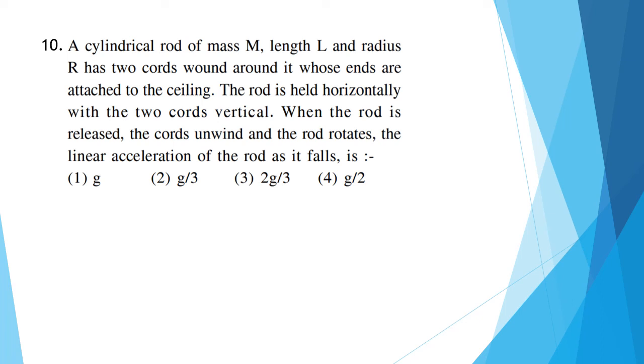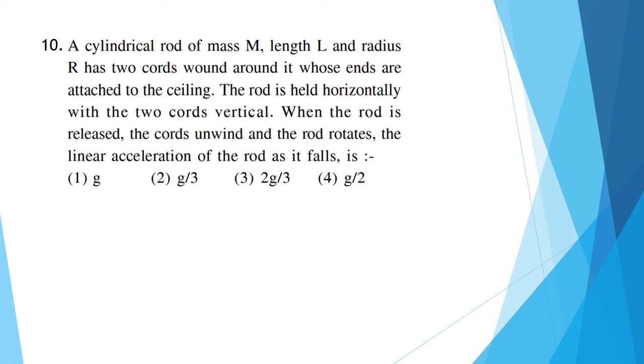So we can consider this question similar to a rod rotating down an inclined plane, but the special case here is that we'll consider the angle of inclination as 90 degrees. That means the rod is going vertically downwards, but it is rotating at the same time, which is similar to this question.